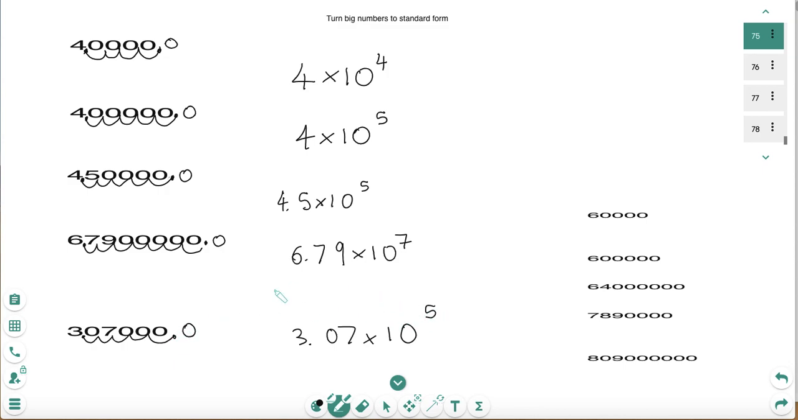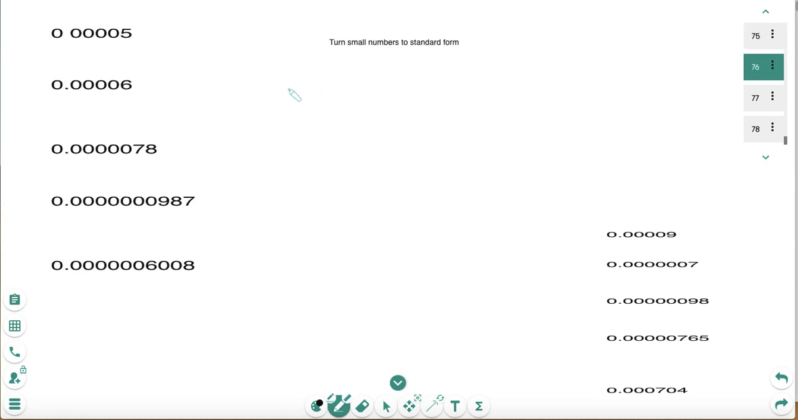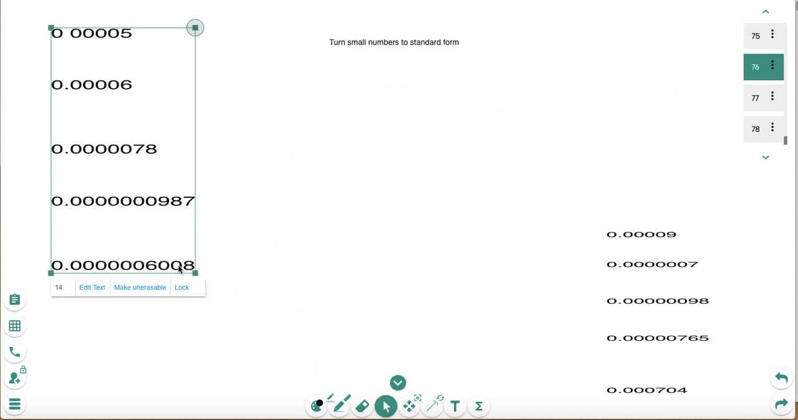And that's how you do it, guys. So this number in front should always be between 1 and 10. Here's some practice for you to try. Next one. We can also turn small numbers into standard form. All right?